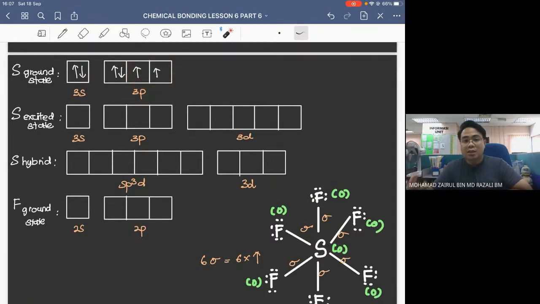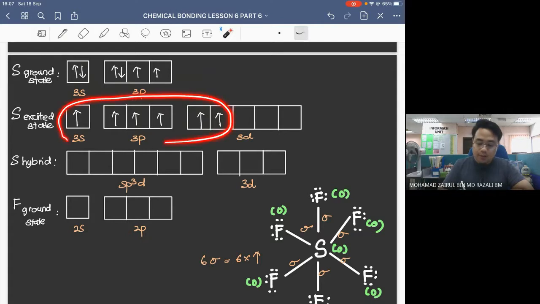So in order to create 6 unpaired electrons, we need to excite one of the electrons from the 3p to the 3d, and we need to excite one of the electrons from the 3s to the 3d orbital. So at the excited state, the 3s now will have 1 unpaired electron, the 3p will have 3 unpaired electrons, and the 3d will have 2 unpaired electrons. This unpaired electron comes from the 3p, and this unpaired electron comes from the 3s. So the hybrid on the sulfur is sp³d². That means we need to mix 1 s orbital, 3 p orbitals and 2 d orbitals.